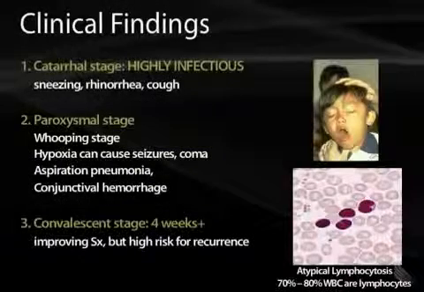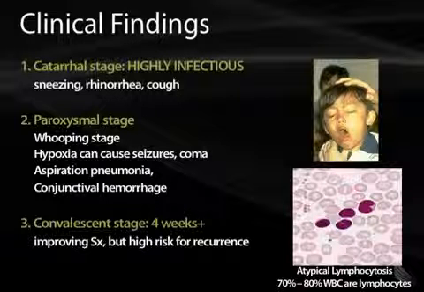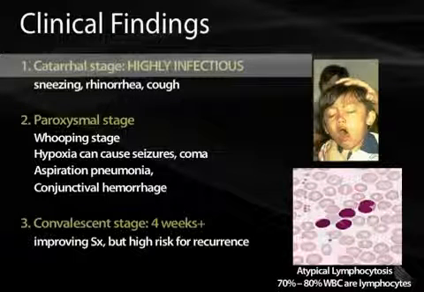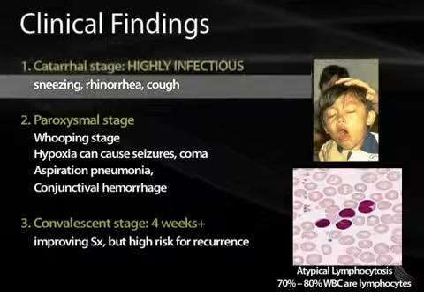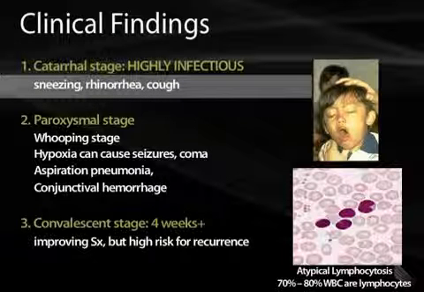Bordetella pertussis has 3 stages that you'll need to be familiar with. The first is the catarrhal stage, in which you are highly infectious. You have sneezing, rhinorrhea, and cough. And every time you cough, you're spreading Bordetella out to other people.